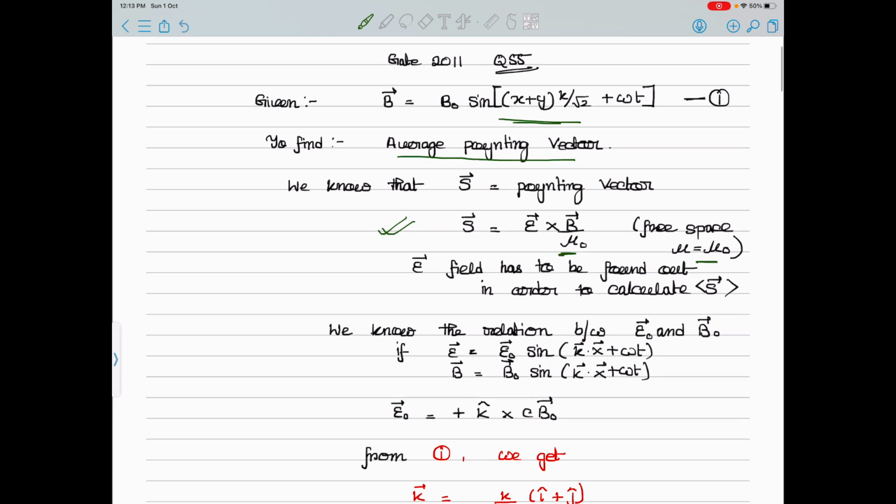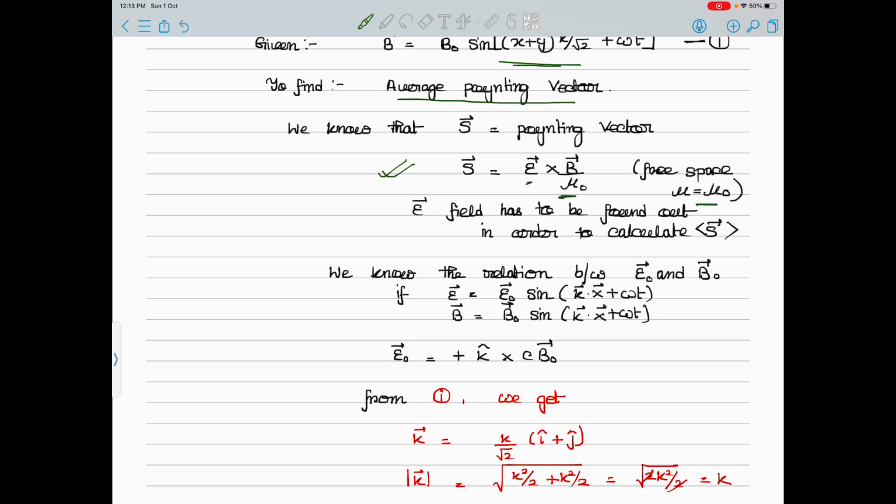Now B is given. We need to find out what E, the electric field, is. So if the electric field is found, then we will put it in this expression and find out what S is. After that we will average. That is the later part. Now we already know the relation between E naught and B naught. If the electromagnetic wave is written in terms of the electric field, then E is equal to E naught vector, this is the constant vector; E naught and B naught are constant vectors.